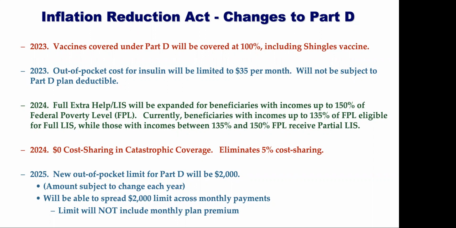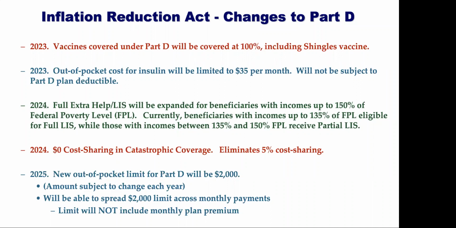In 2023, starting next year, out-of-pocket costs for insulin will be limited to $35 a month and will not be subject to the Part D plan deductible. Some people right now who are diabetic are paying $200 to $300 a month for their insulin supplies. In 2023, it's going to start being capped at $35 a month.